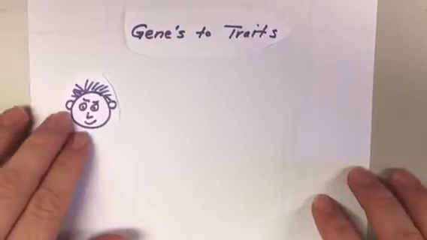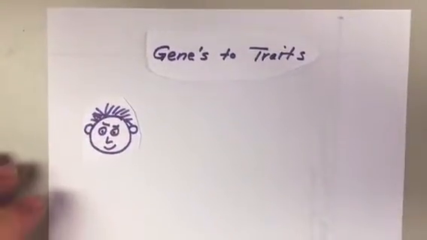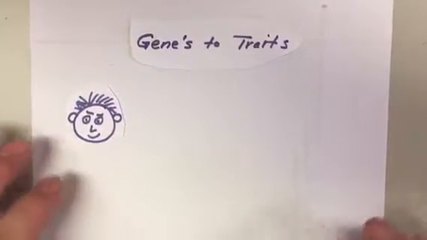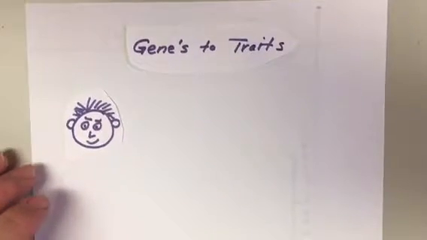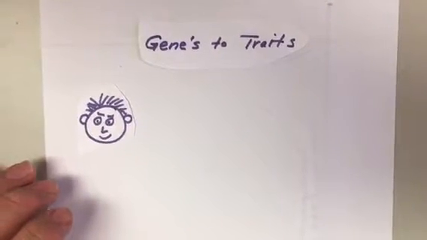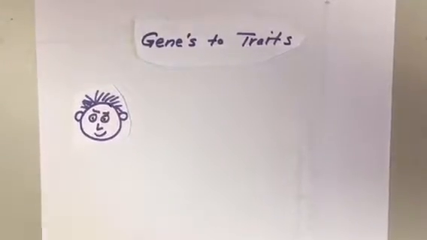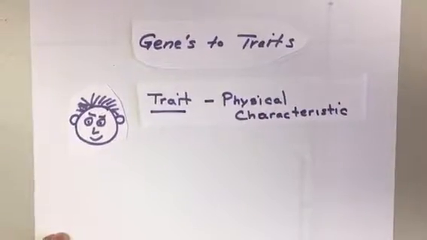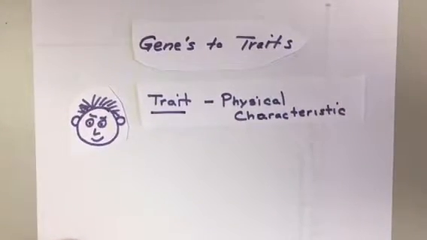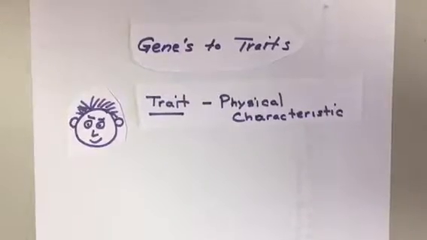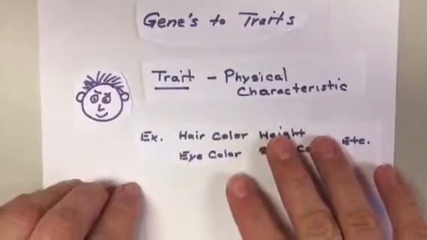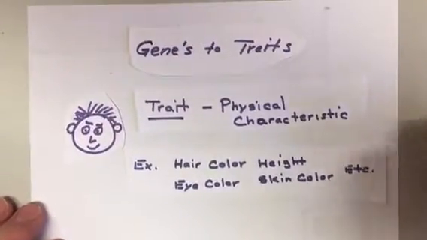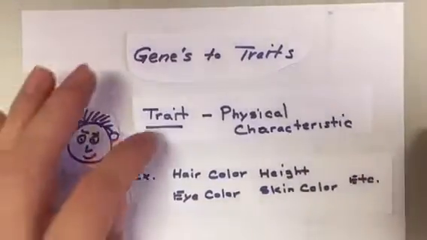So a trait, remember, a trait is a physical appearance. So like your hair, your eye color, your eye shape, your ear shape, your mouth shape, your face shape, all those things are traits. And another way of thinking about a trait is just think of a physical characteristic that you have. So any physical characteristic that you have is a trait. Here are some examples of traits, like hair color, height, eye color, skin color, etc. So all of these are traits.